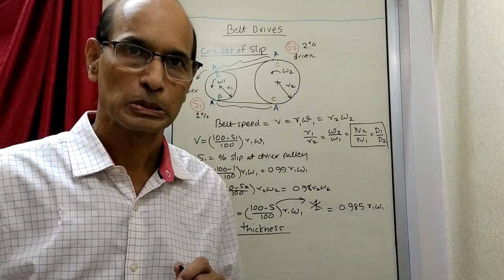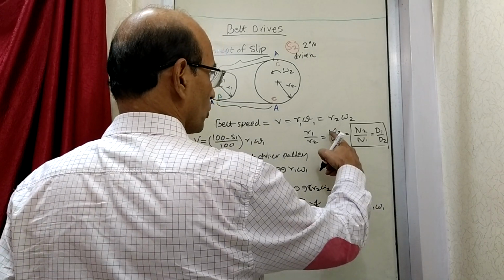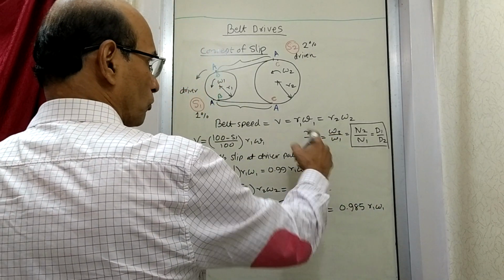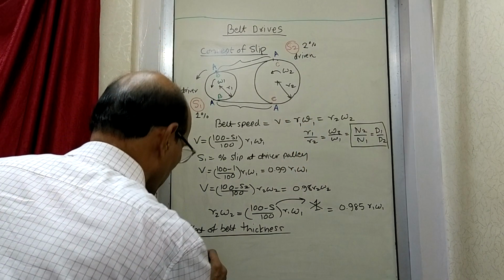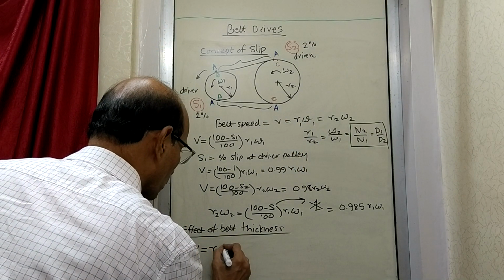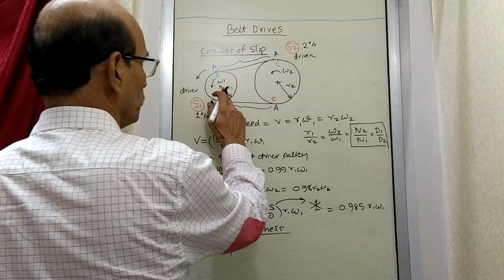Effect of belt thickness. We have just now written here omega 2 upon omega 1 equal to R1 upon R2. Before that we had written V is equal to R1 omega 1. I'll write this again. V equal to R1 omega 1. Now what is the meaning of this? V is equal to R1 into omega 1.